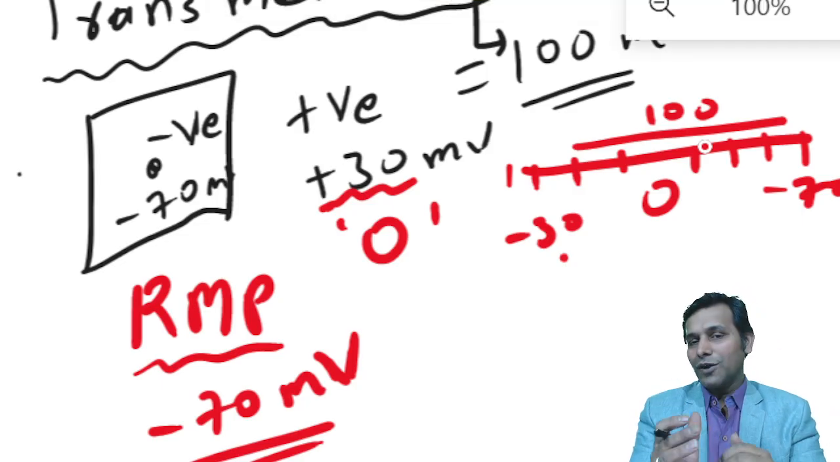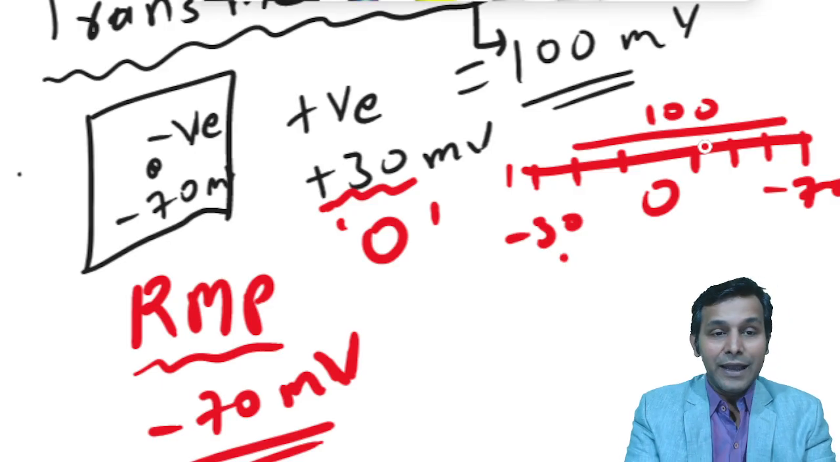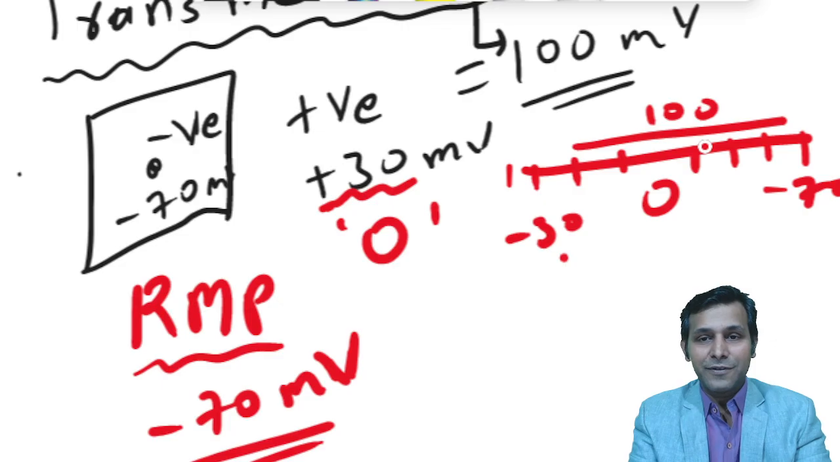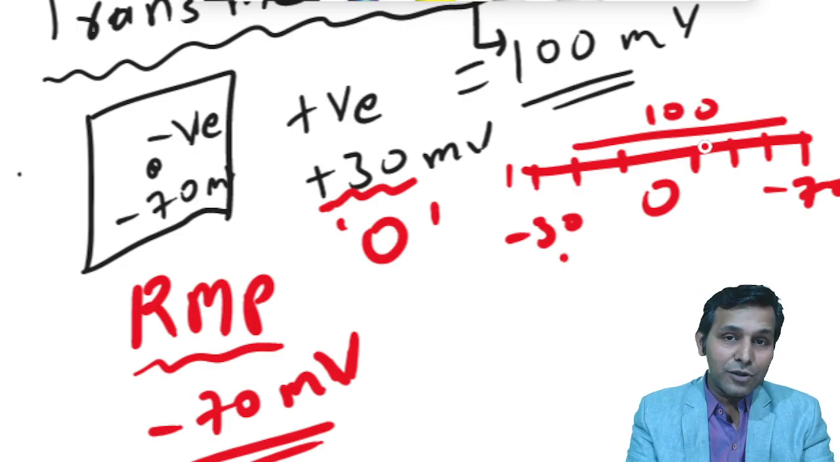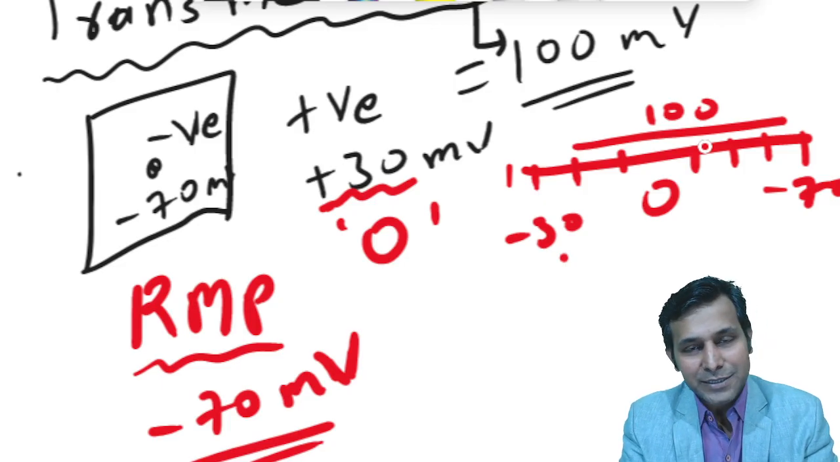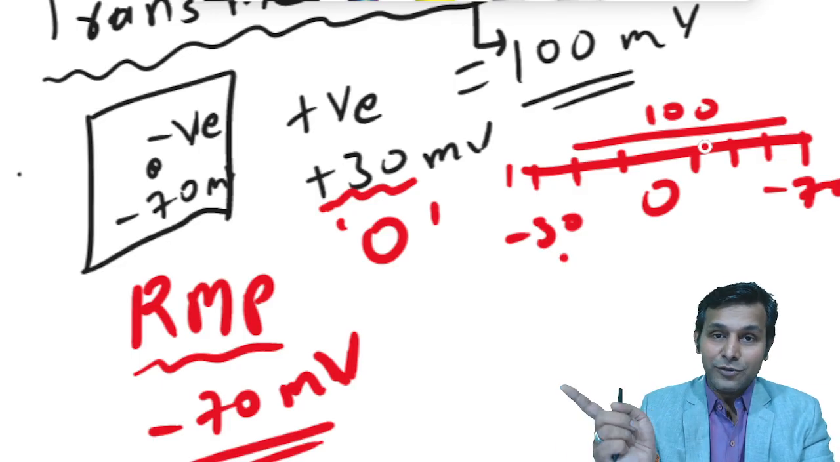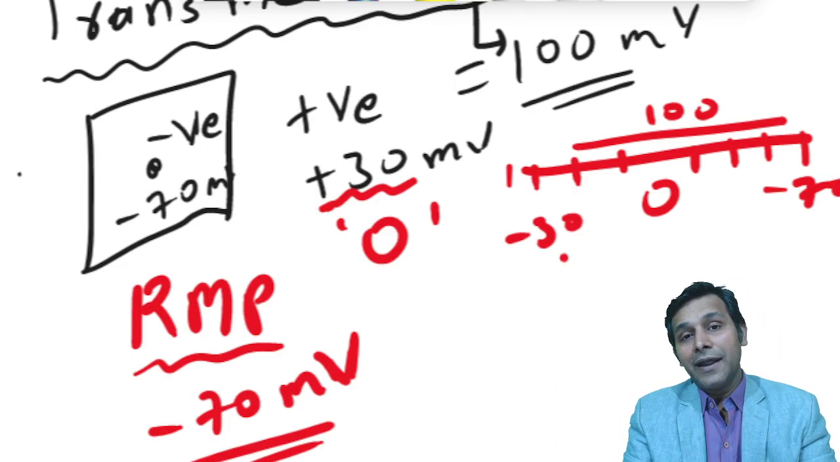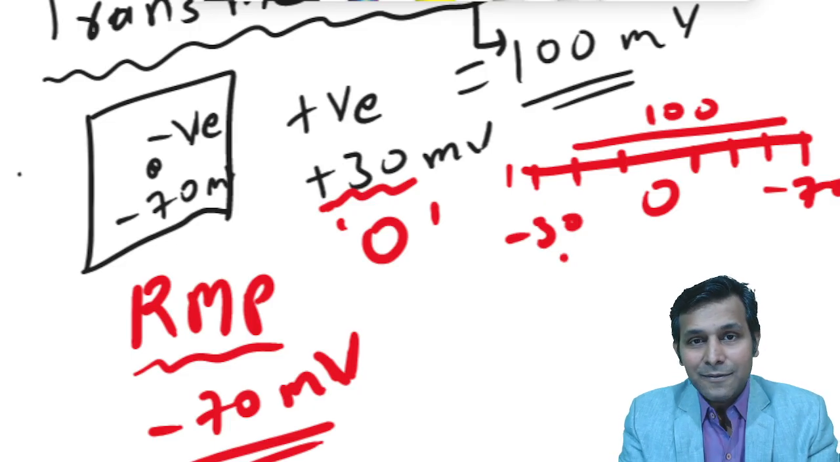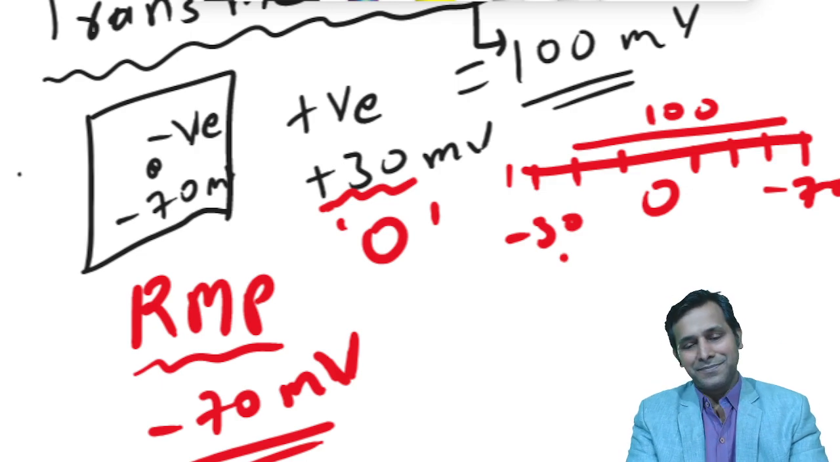So this is what I wanted to start with, the RMP. Transmembrane gradient and resting membrane potential are two very, very important terminologies in terms of membrane potential. RMP is always used for excitable cells. In transmembrane gradient, we consider the voltage on either side of the membrane. And for a non-excitable cell, the word membrane potential can also be enough.